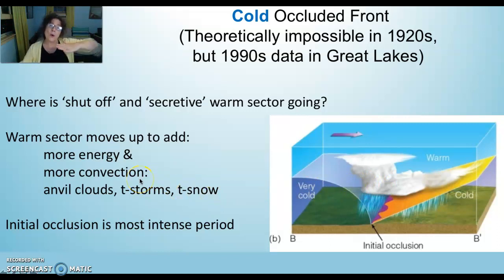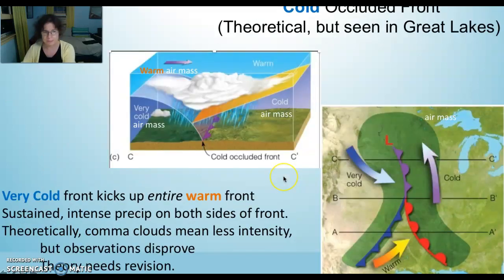When this warm air moves up into the upper levels, of course, it has a lot more energy, and it can really boost convection and condensation. And so you see the anvil clouds up toward the stratosphere. So this can produce thunderstorms. It can produce thunder snow in these occluded front storms that are very powerful.